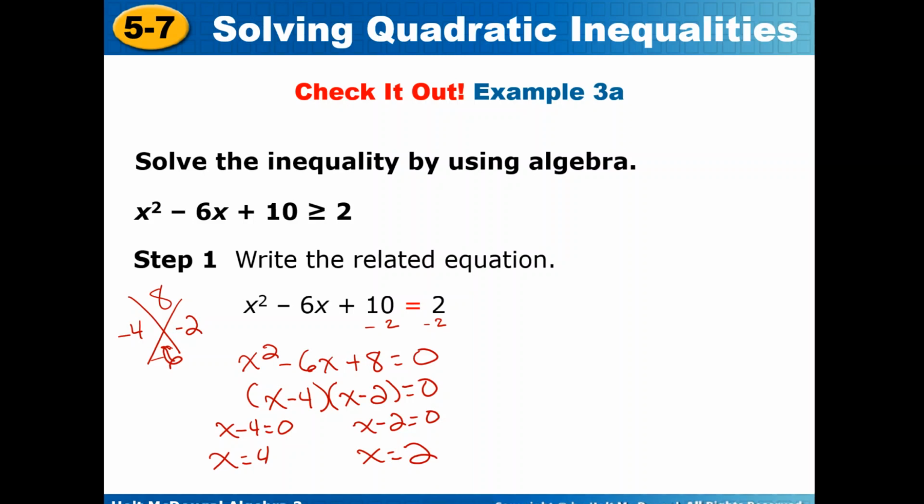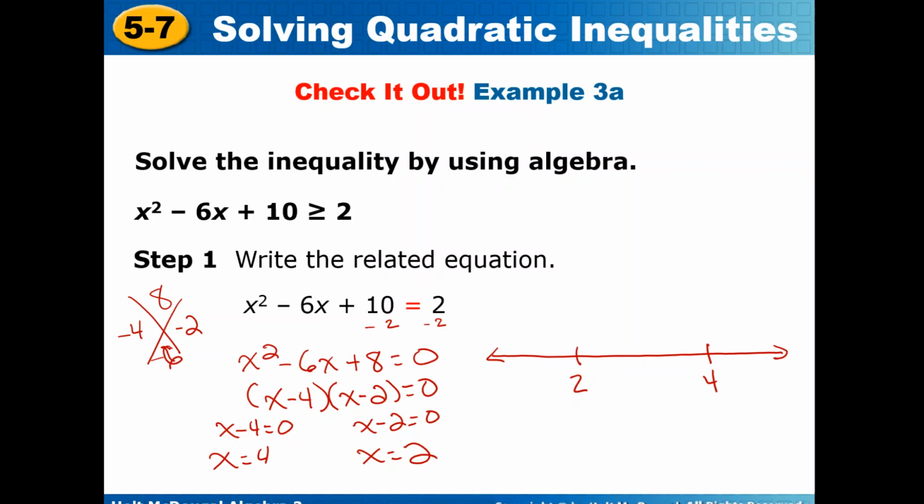All right, so there are my critical points. We're going to take our number line and put our critical points in there. I know that I have a 2 and I have a 4. So I'm going to have 3 regions that are going to be covered.